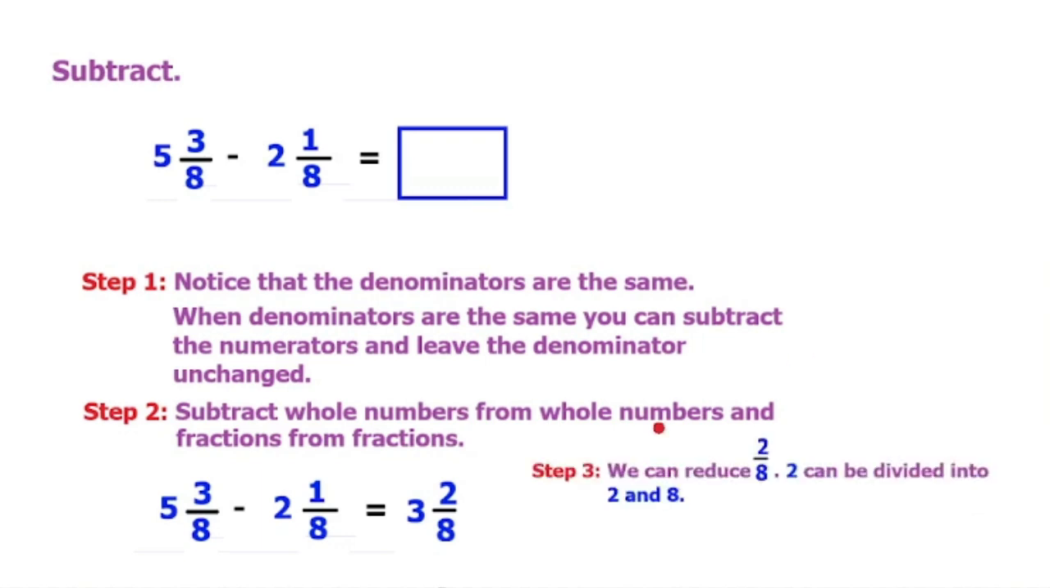So now we notice that this can be further reduced. We can reduce 2/8. 2 can be divided into 2 and 8. So we go ahead and do that. 2 fits into 2 once, and then 2 fits into 8 4 times. So the final answer is 3 1/4, because we reduced 2/8. And that is what is called in lowest terms. Okay? So it can't be reduced any further, so that means it's in its lowest term.